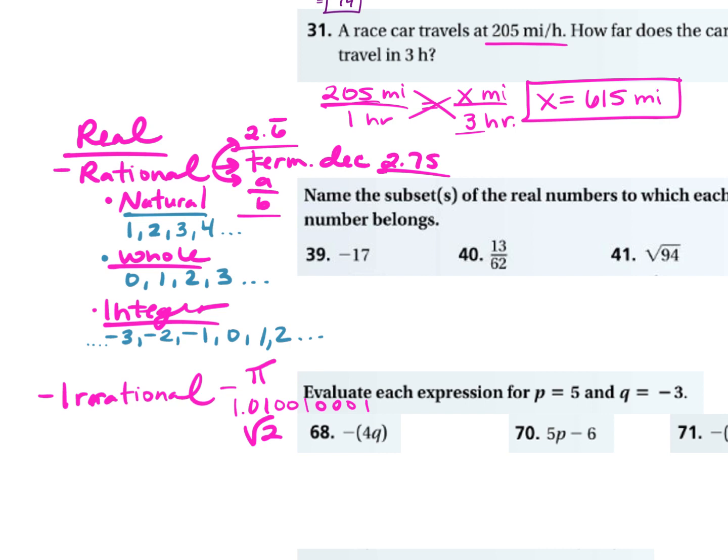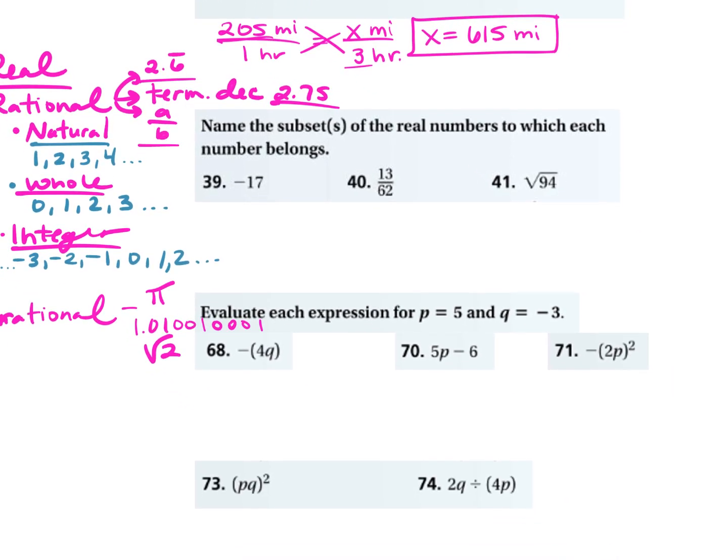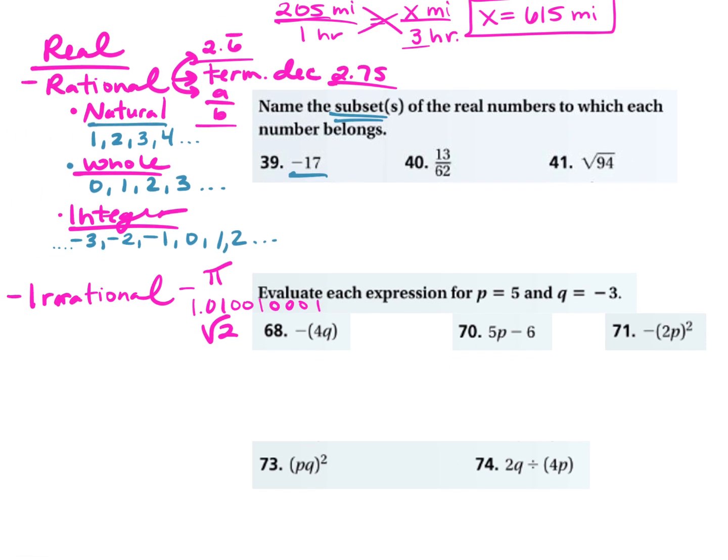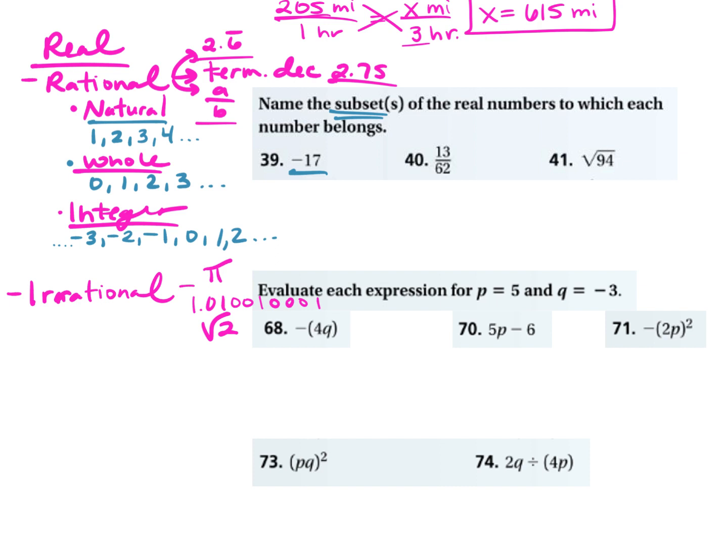Questions on any of those? Okay, so then tell me, which subsets would -17 fall under? Is that rational or irrational? It is rational. Everything's real, okay? All of ours are real numbers. So this is rational. It's also what? An integer. Is it a whole number? No. Is it a natural number? No. So it's just these two. It is a rational number and an integer.